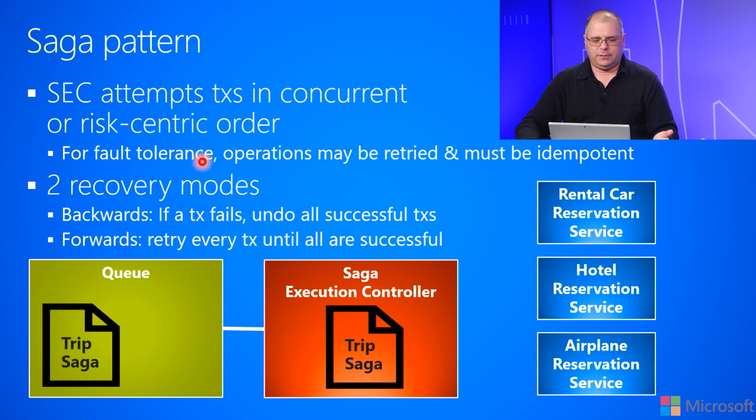For fault tolerance, again, the operations may be retried, right? This is a theme throughout this entire course, is that we gain fault tolerance by retrying operations, and then on the server side, the operations have to be done idempotently.